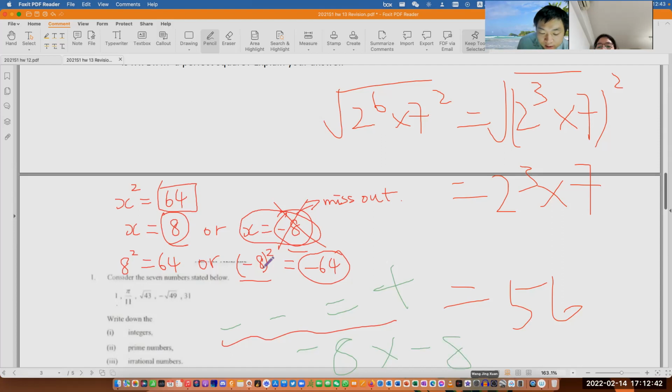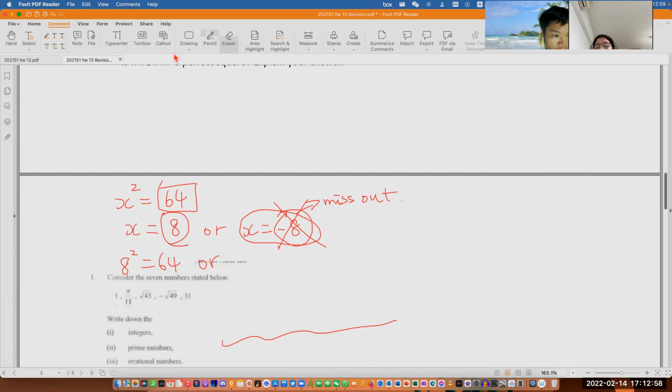Okay, you can reason this way. So what this x squared equals to 64 means is, can you clear your handwriting first, please? Okay, good, thank you. So this is x squared equals 64.